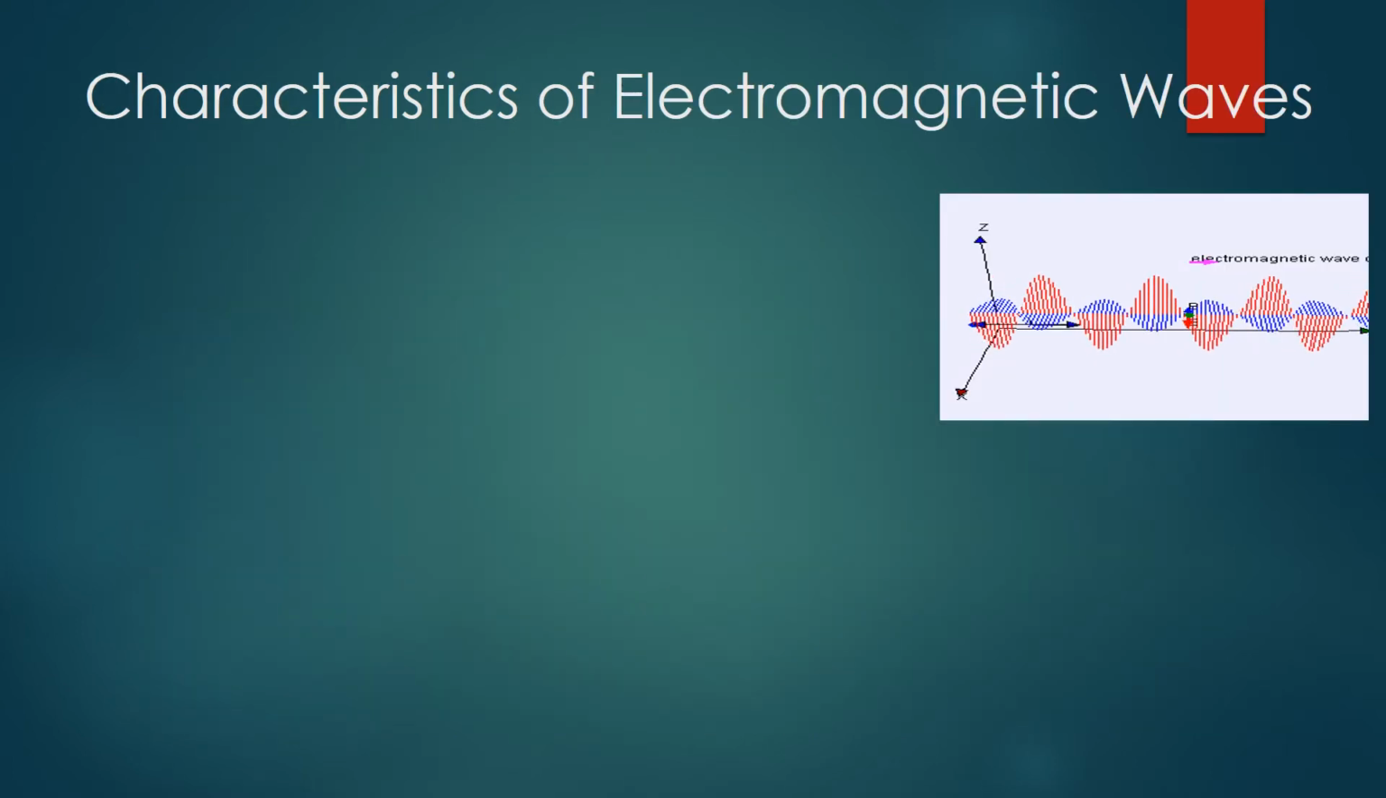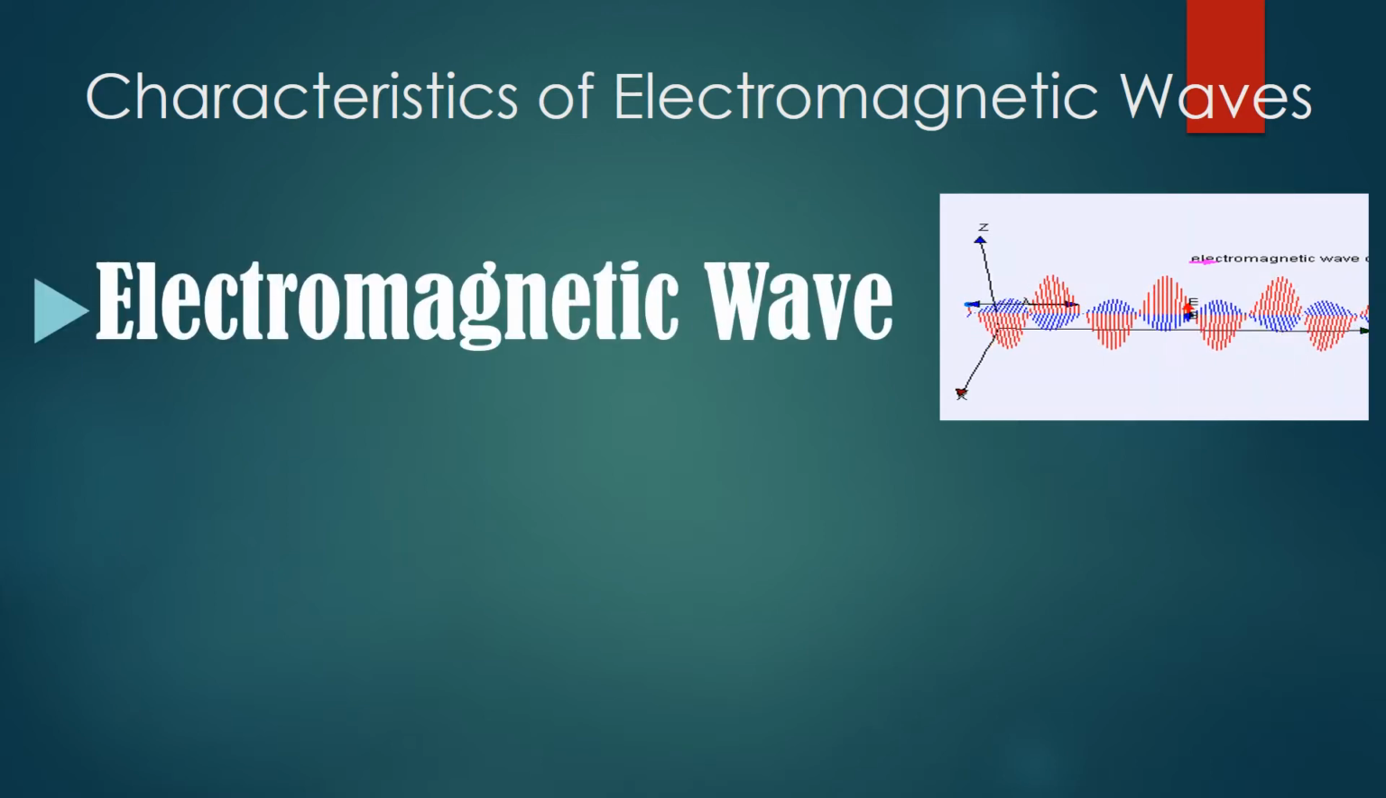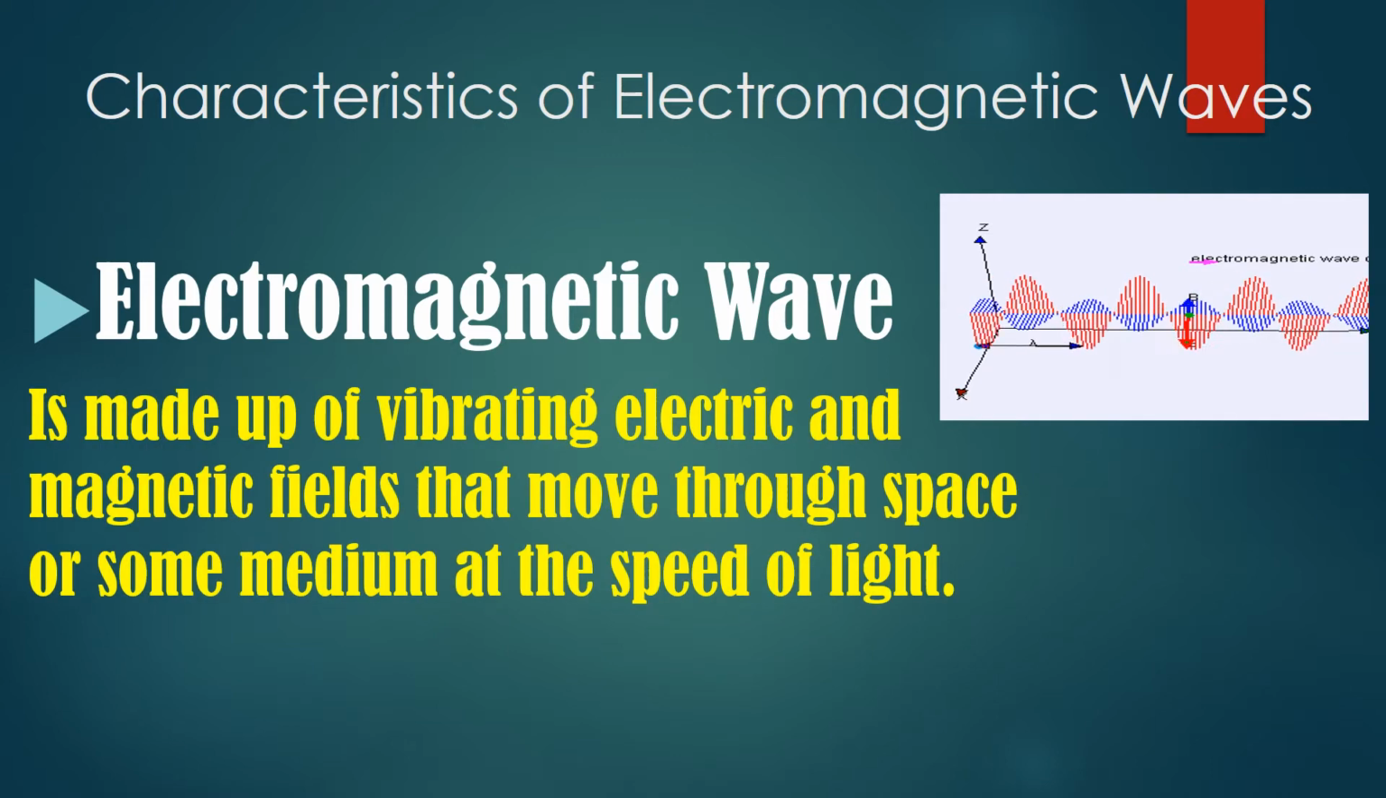So what are the characteristics of electromagnetic waves? An electromagnetic wave is a transverse wave that involves the transfer of electric and magnetic energy. An electromagnetic wave is made up of vibrating electric and magnetic fields that move through space or some medium at the speed of light.